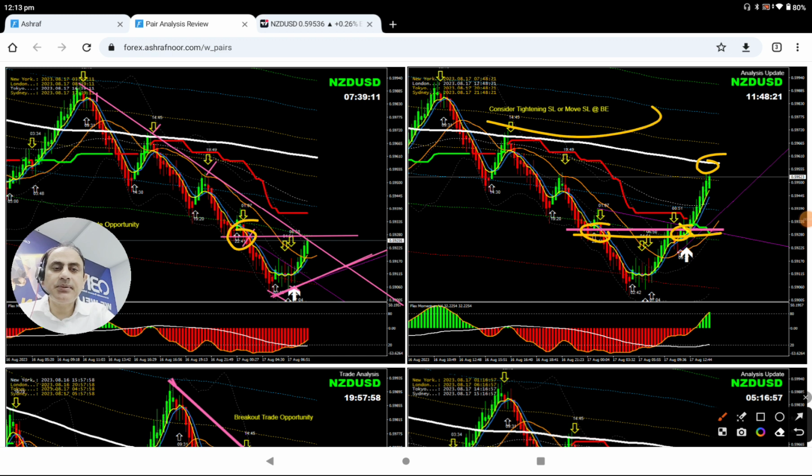And that's what I explained to my traders: it's time to tighten your stop loss or move your stop loss to break even, or you can enjoy some amazing profit.